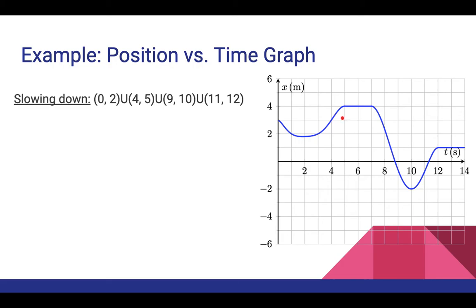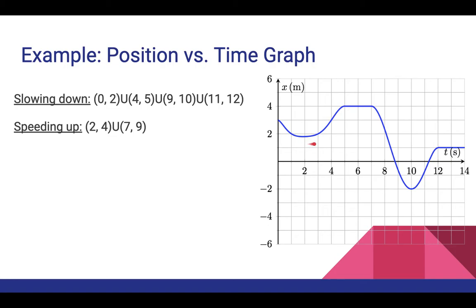Likewise, we're slowing down from 4 to 5 because we can see that our velocity is positive here, but that we're concave down, which indicates a negative acceleration. We see corresponding reasons from 9 to 10, and then 11 to 12, okay? AKA slowing down is where our slope becomes less and less steep as time goes on.